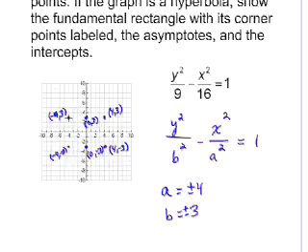We'll connect those points with some imaginary lines. There is our fundamental rectangle. And then we'll also draw diagonals, actually lines through the corner points, which determine the asymptotes of our hyperbola. So constructing the two diagonals, we know that our hyperbola will pass through the intercepts, these two y-intercepts, and we also know that the hyperbola will get close to these asymptotes but never cross.